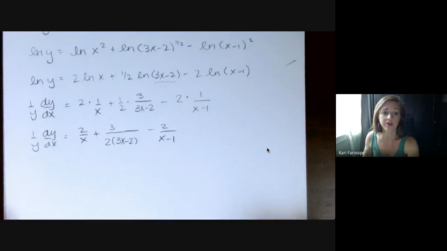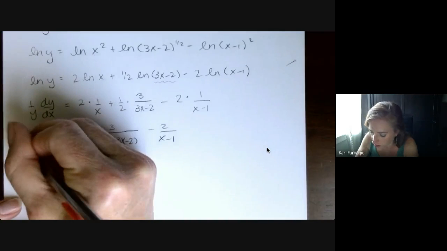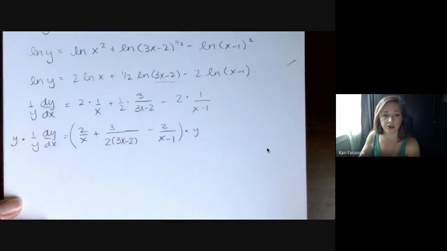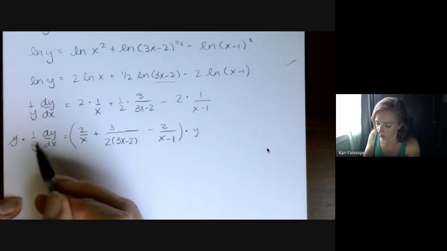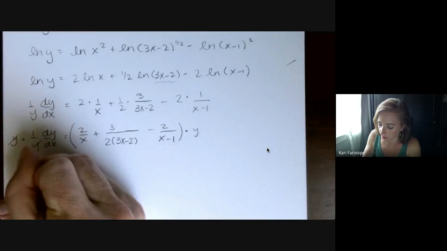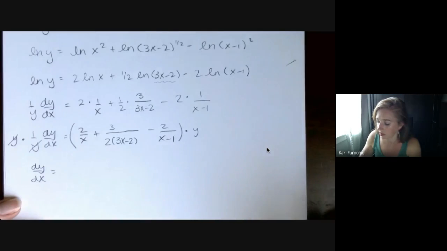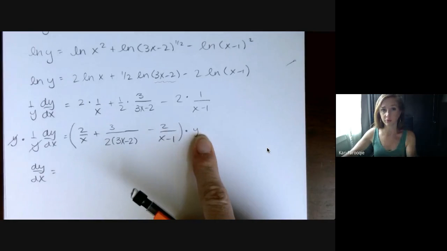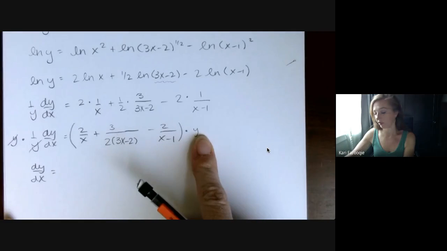Okay, now the whole point is we're trying to get dy/dx. So to get to dy/dx, we're going to multiply both sides of our equation by y. So that whole thing is going to get multiplied by y. When we do that, these y's on the left will cancel, and we'll just be left with dy/dx. And then we're going to take our y that we multiplied by here, and we're going to switch it back because we want everything written in terms of x.